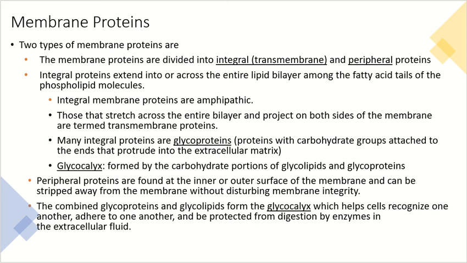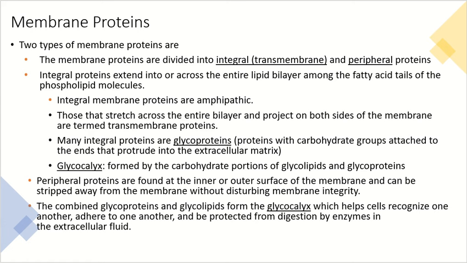So there are 2 types of membrane proteins that we find in our cell membrane. The membrane proteins can be divided into integral or transmembrane proteins and peripheral proteins. Integral proteins are going to extend into and all the way across the entire lipid bilayer. And these are going to be among the fatty acid tails of the phospholipid molecule. So it spans all the way across the entire bilayer.